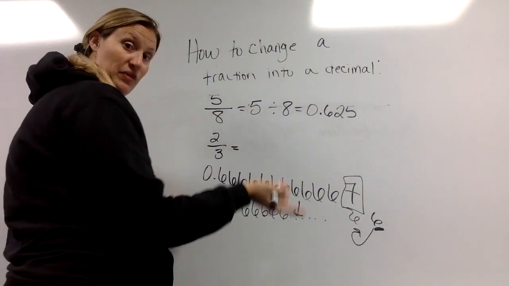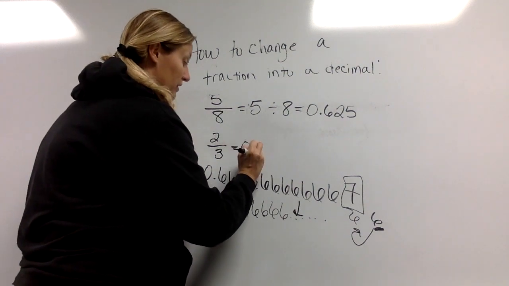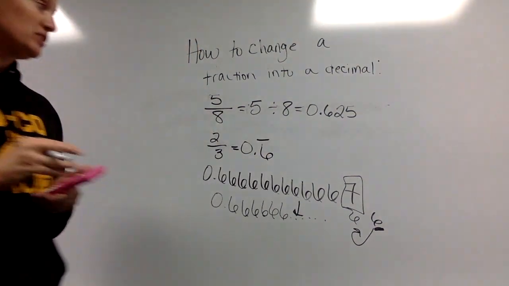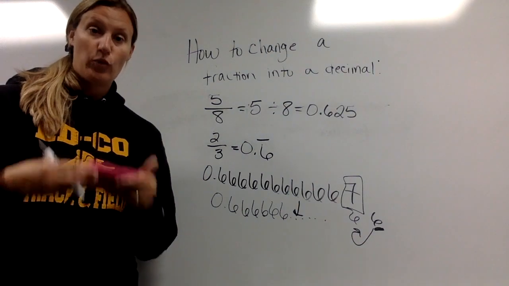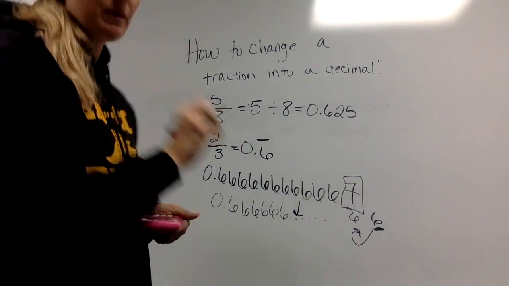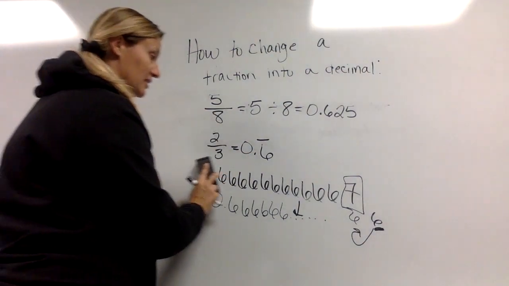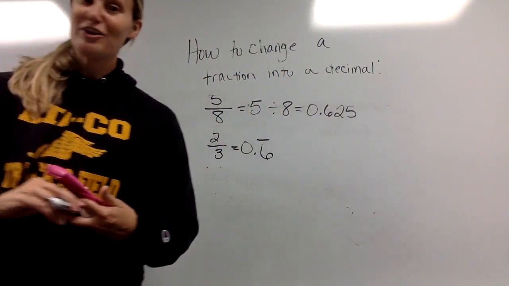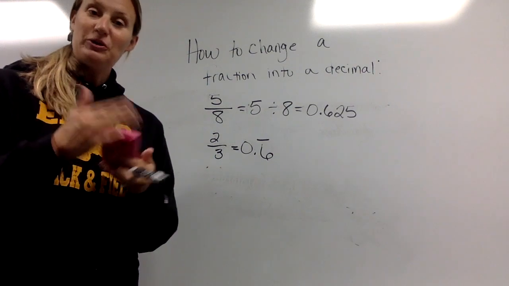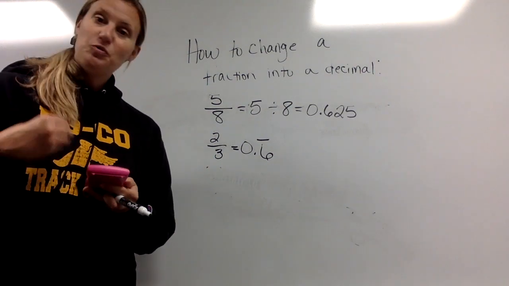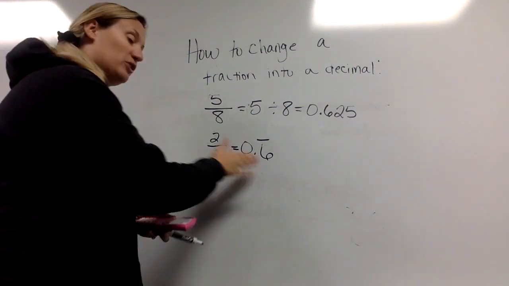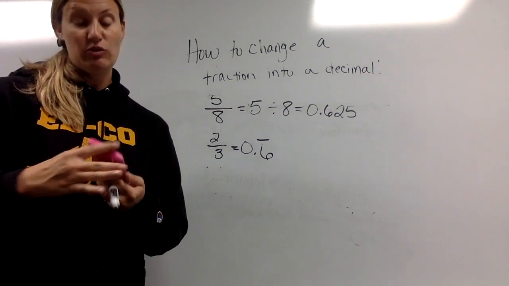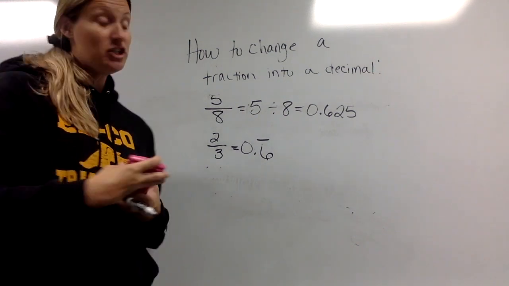How we write that is with that repetend we learned about. So 2/3 is 0.6 repetend. Okay, and you want to put that repetend just over the 6. And that is how you change a fraction to a decimal. That is it. You can use your calculator. The only thing you really have to do is recognize when you have a repeating decimal, which sometimes is hard to do on the calculator.